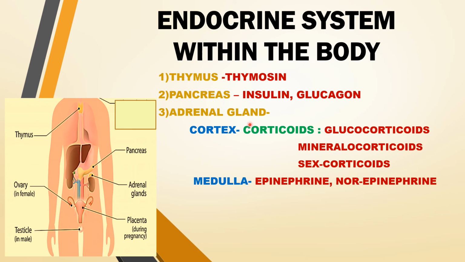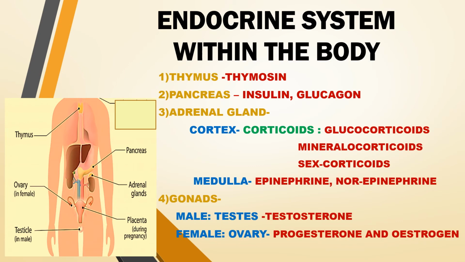So the adrenal gland has two parts, cortex and medulla. The cortex produces hormones which are collectively known as corticoids, and the medulla secretes two hormones, epinephrine or adrenaline and norepinephrine or noradrenaline. Next is gonads. Under gonads come male and female sex organs.